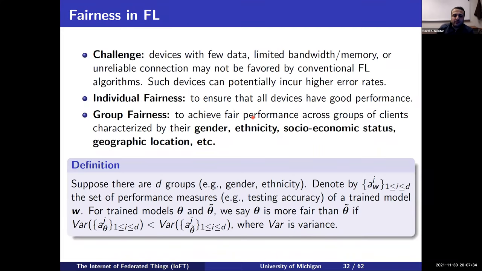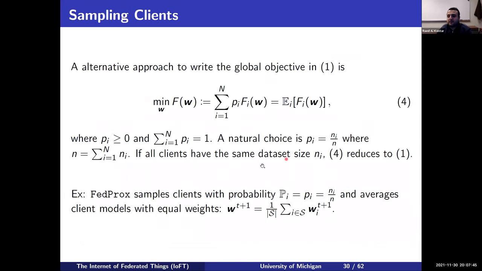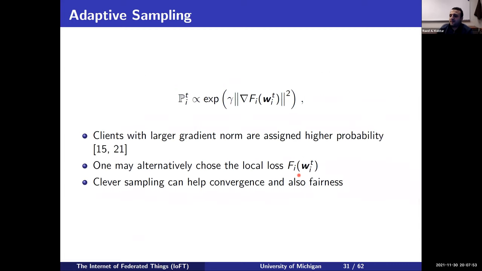So as I mentioned, one of the key challenges is that devices with limited data, limited bandwidth, or unreliable connection may not be favored by conventional algorithms. So consider this weighted averaging in FedProx and FedAverage. If you have more data, your averaging is moving more towards your specific weight or your specific update.